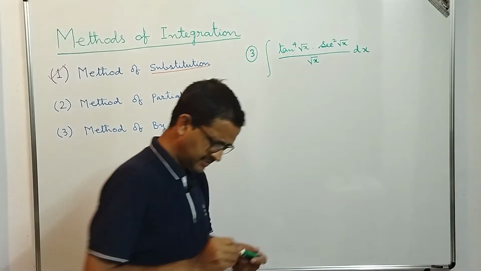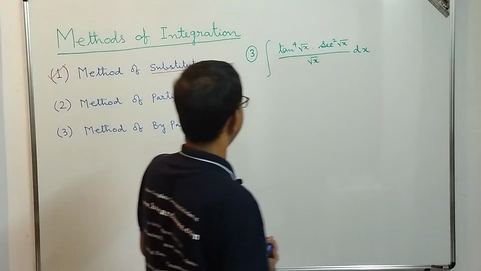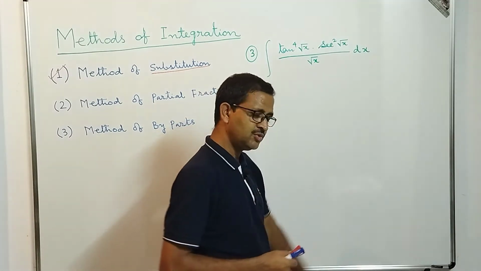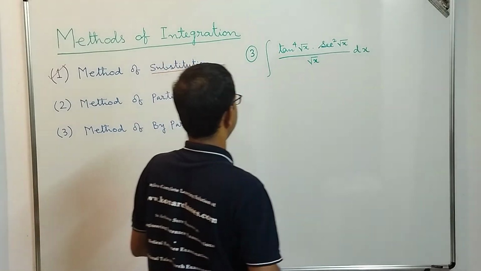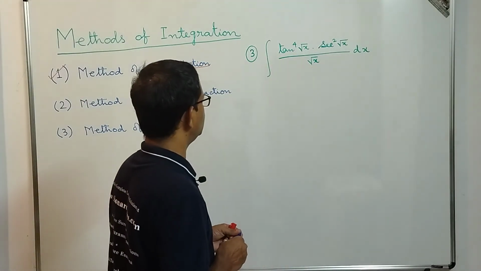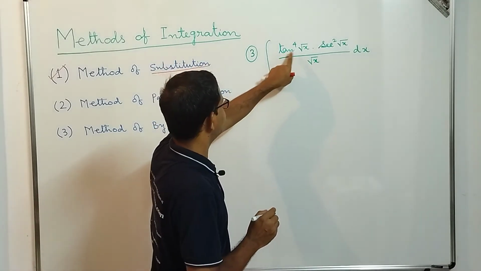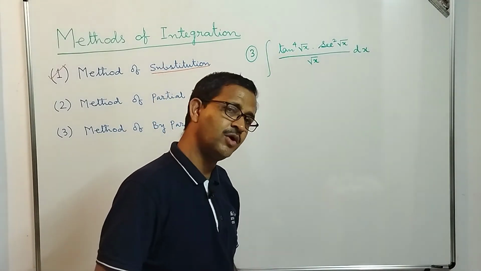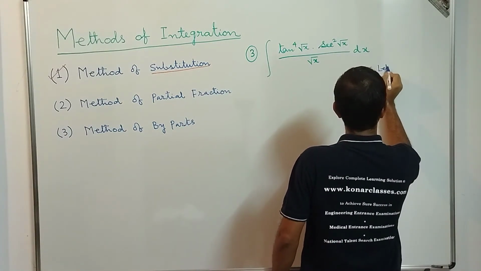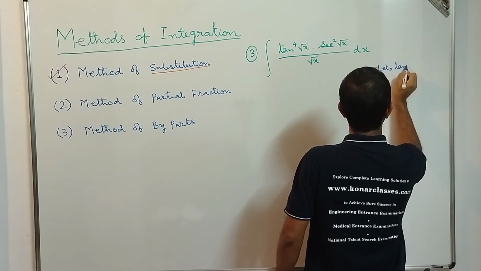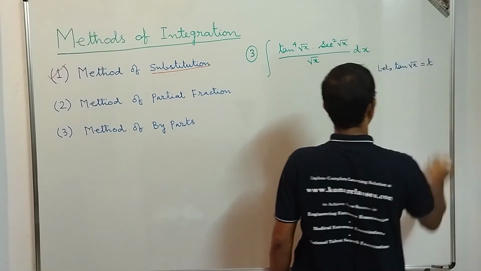By looking at it, one thing you can say is, sir, I can take square root of x equal to t. Yes, you can take it. In that way you can proceed. It is not that you can't. But what I am going to do, thinking one step ahead, is take tan of square root of x equal to t. So let tan of square root of x be equal to t.